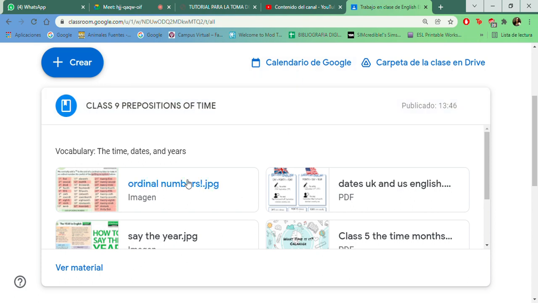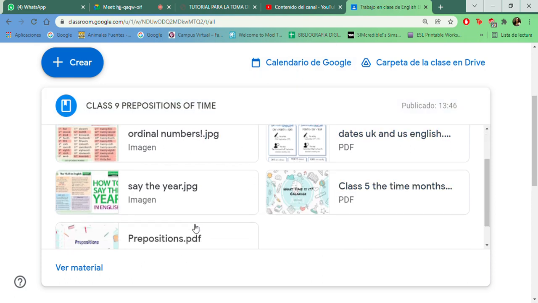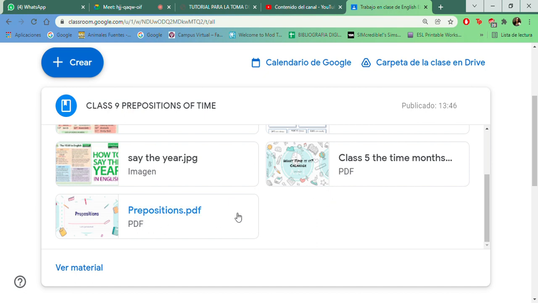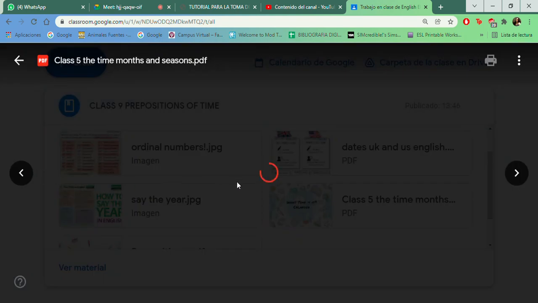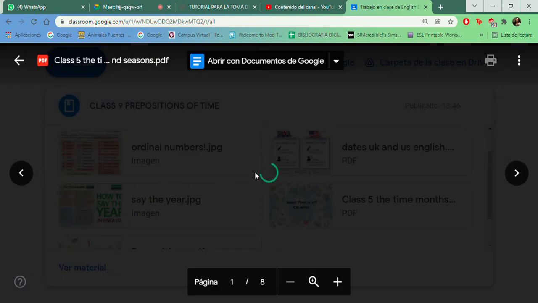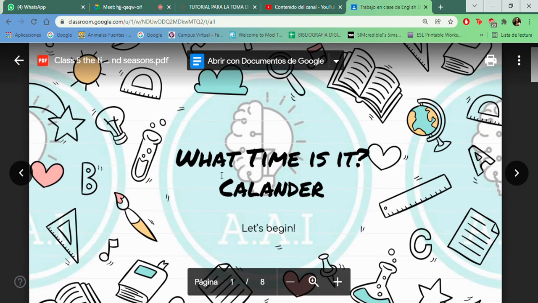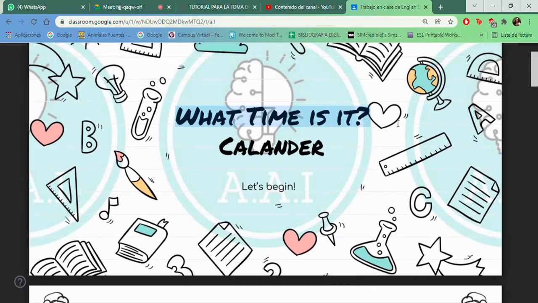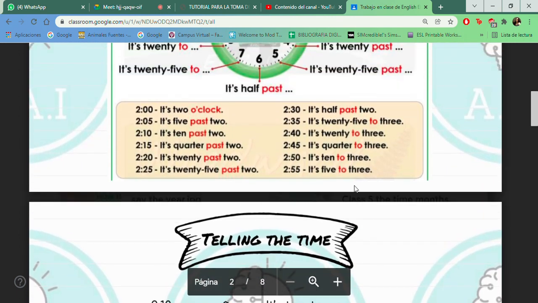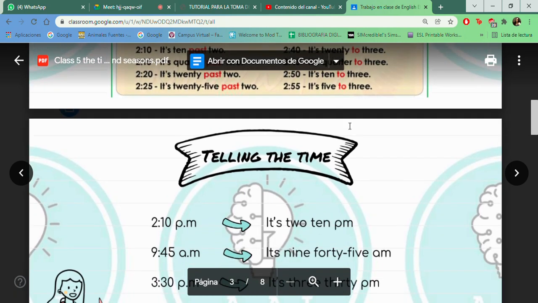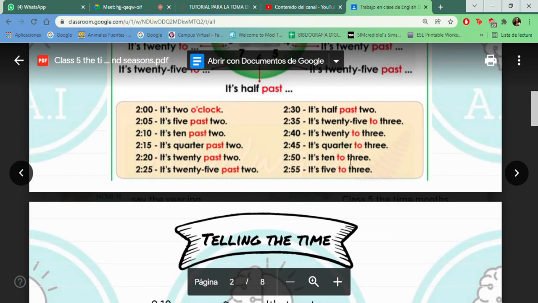Perfect. So here we have the class for today, and we have prepositions, and here we have the dates, the years, and the time. Let's talk about time first. So the question is, what time is it, right? And we have two different ways to tell the time. Tenemos dos maneras de decir la hora, okay?